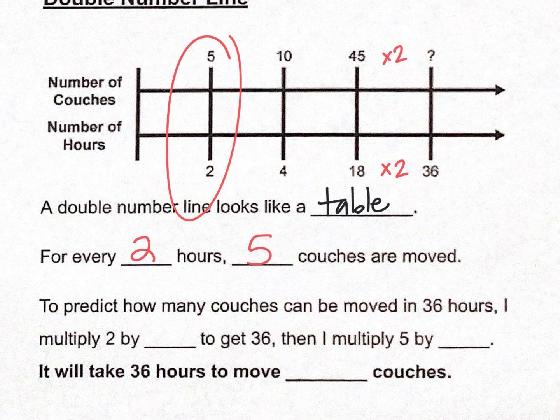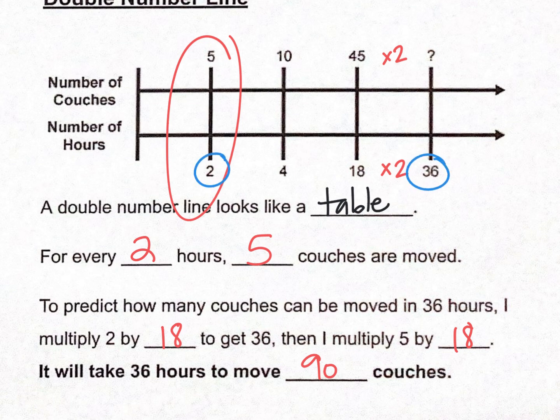So that means I have to times 2 up here. It's kind of like equivalent fractions. Whatever you do to one, you have to do to the other. So that missing number, 90, is going to be 90 couches. I didn't fill in my blanks down there. To predict how many couches can be moved in 36 hours, I got to multiply 2 by 18. Then I multiply 5 by 18. And you get 90. Or you can just go from 45 times 2 and 18 times 2. You find that smaller relationship. So what this is showing down here is that I would take 2 times what to get 36?